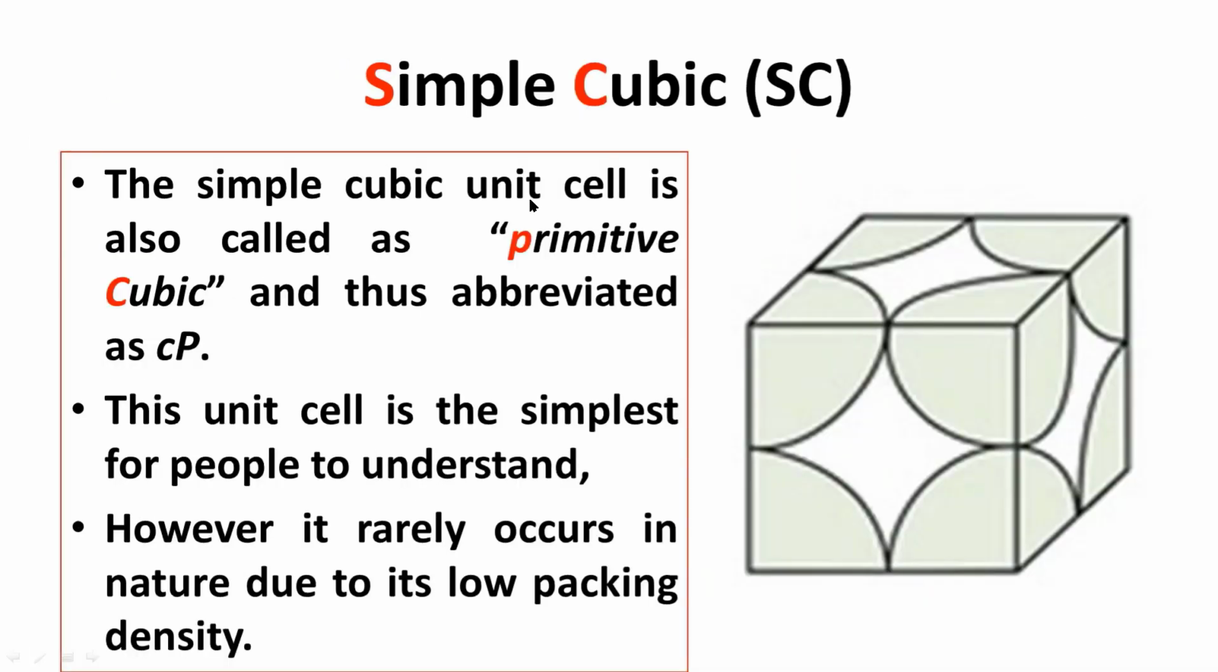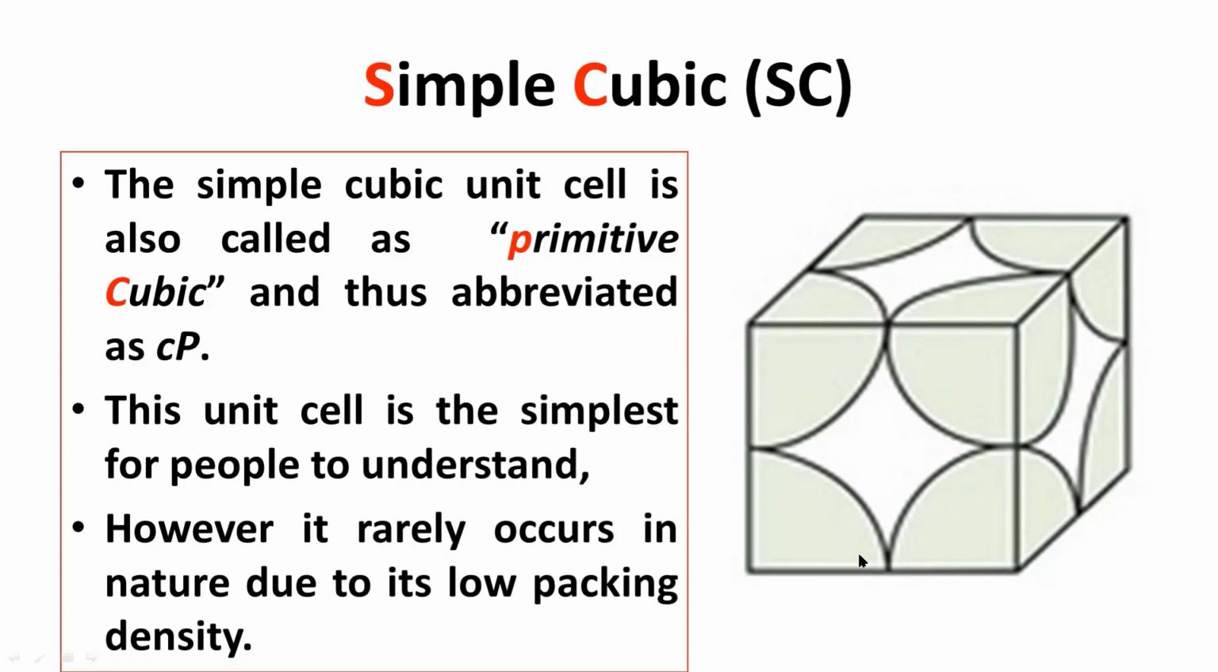The simple cubic unit cell is also called primitive cubic and thus abbreviated as CP, because it is the simplest one, the most primitive one. The unit cell is the simplest for people to understand, however it rarely occurs in nature due to its low packing density. The simple cubic is very easy to understand for those interested in learning crystallography, hence the explanation starts with this. This is taken as the basic or simplest cubic cell.